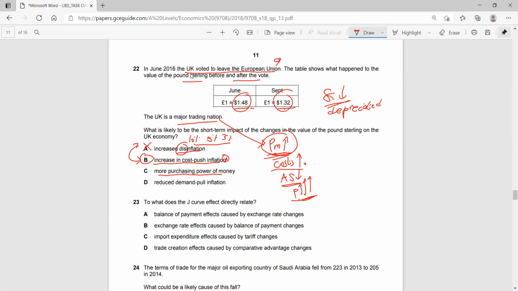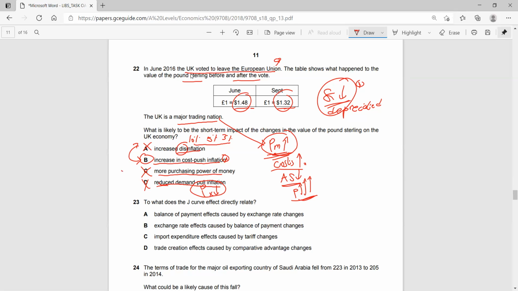You won't have more purchasing power of money, you'll actually have less, because again, your own currency has depreciated. It can buy fewer dollars, it can buy less stuff, so there's less purchasing power of money, if anything. Reduced demand pull inflation. This could be true, but it also could not be true. It depends on what happens to your exports. So a depreciation will reduce the price of your exports, but the impact on quantity demanded for your exports will depend on the elasticity and whether it's elastic or inelastic. We don't know about that, so we can't make this comment. We have to cross this out.